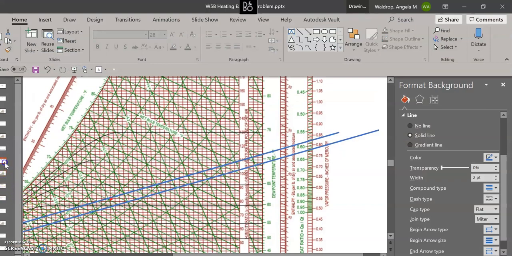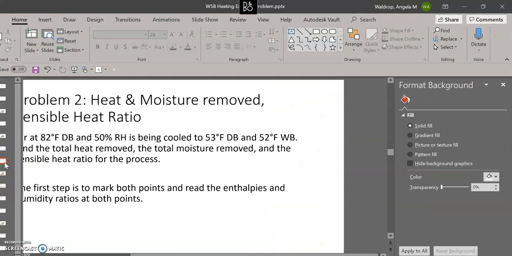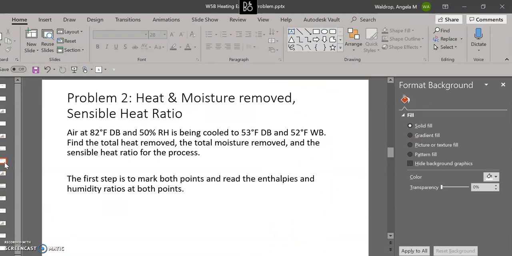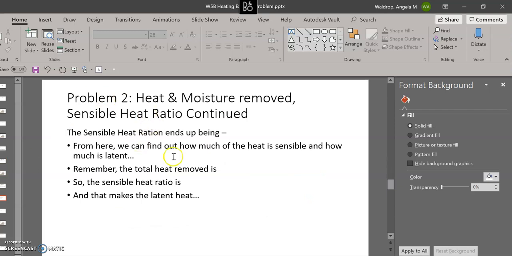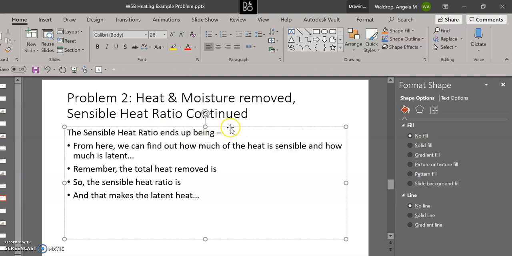When I go back to that PowerPoint slide, we'll see that the sensible heat ratio ends up being 0.64. So now I can use this number and multiply it by the total heat removed to find out how much of that heat is sensible and how much of it is latent.